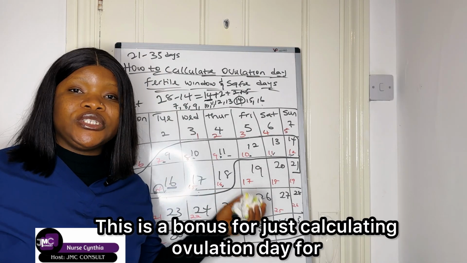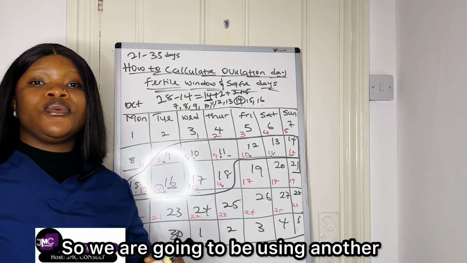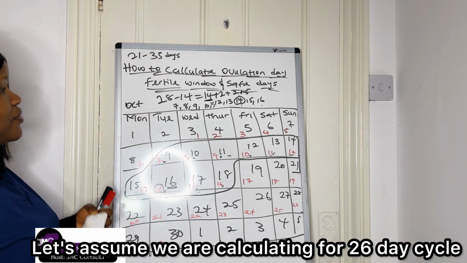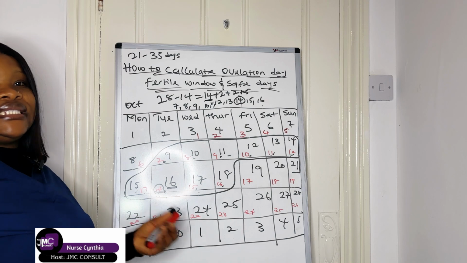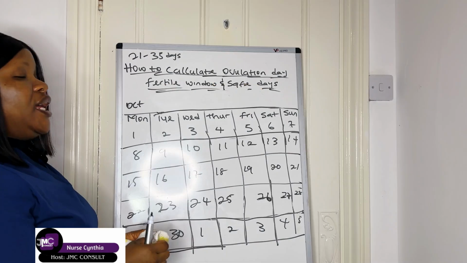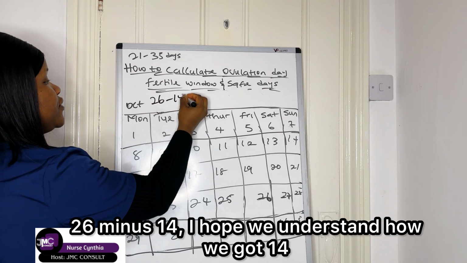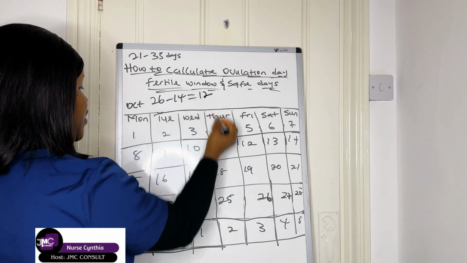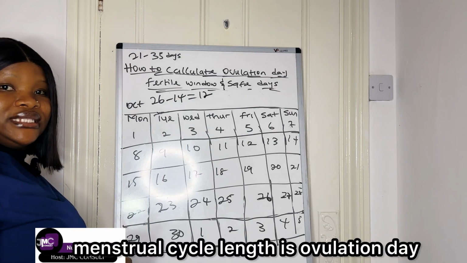This is a bonus for calculating ovulation day for another cycle length. So we are going to be using another cycle length as an illustration. Let's assume we are calculating for a 26-day cycle. If you are calculating for a 26-day cycle length, 26 minus 14. I hope we understand how we got 14. 26 minus 14, we have 12, which means the 12th day of the person's menstrual cycle length is our ovulation day.